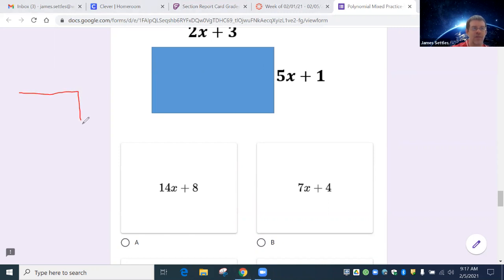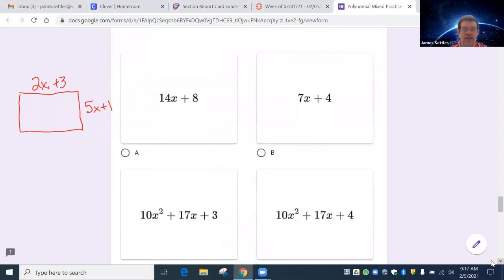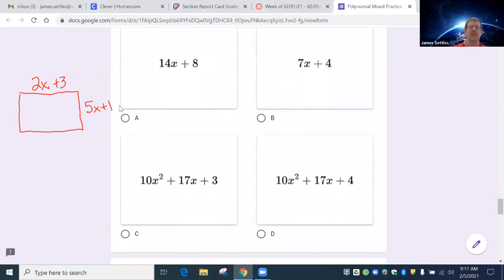Maybe even just draw the picture so that I can scoot and see the answers. We got 2x plus 3 and 5x plus 1. All right, so we're going to scoot down and so we can see our answers here. All right, so when we do this right here, we're remembering that this is area, so we're multiplying.